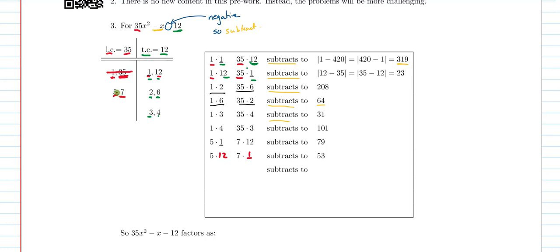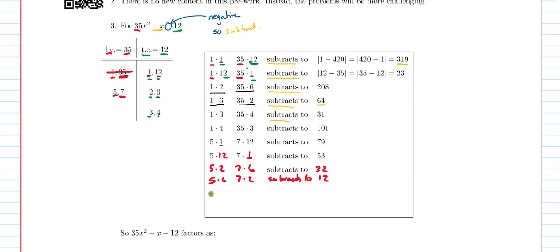Okay, so what's left? Well, now we're going to do 5 times 2, and we will do 7 times 6. So 5 times 2 is 10, and 7 times 6 is 42. Subtract one from the other, 10 and 42, you get 32, which is not our number of 1. But we also have to check the opposite combination. So in this last example, we did 5 and 2. Now I'm going to do 5 and 6, which is 30, and then 7 and 2, which is 14. Those subtract to, let's see here, 42 minus 30 subtracts to 12.